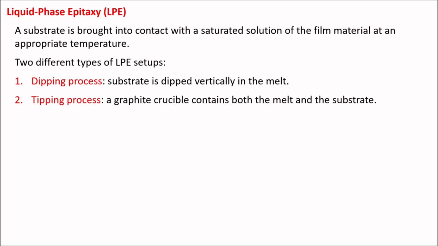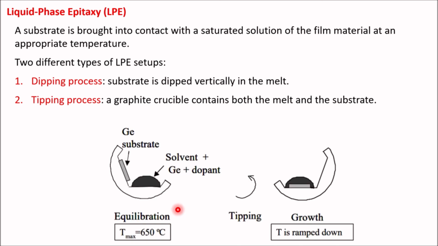Dipping refers to a process in which the substrate is dipped vertically in the melt. Tipping is a process where we use a graphite crucible which contains both the melt and the substrate. By tilting the crucible, the melt flows onto the substrate. The substrate is then cooled at a suitable rate to lead to a film growth.